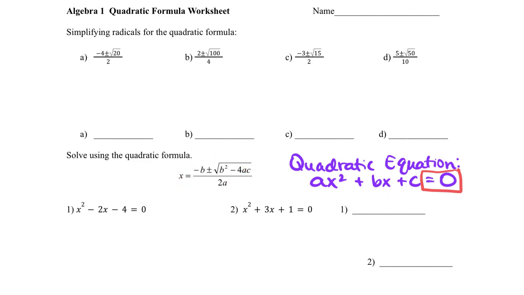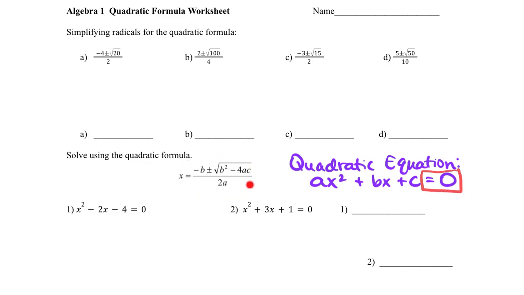right here. And it's x equals, that's our answer, equals the opposite of b plus or minus the square root of b squared minus 4ac all divided by 2a. And these coefficients come from our quadratic equation once it's set equal to 0.